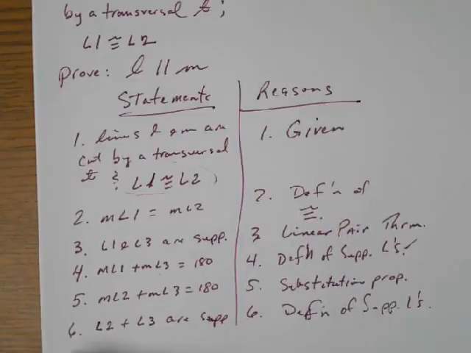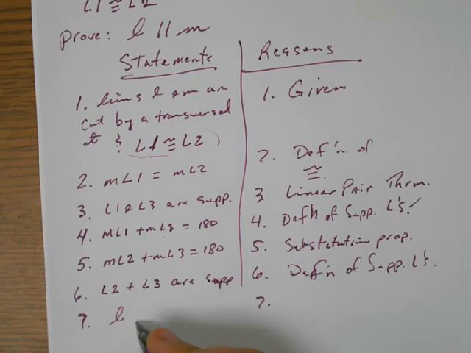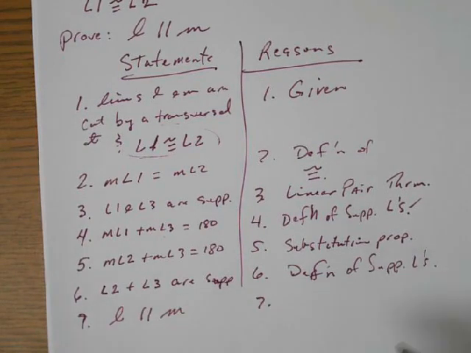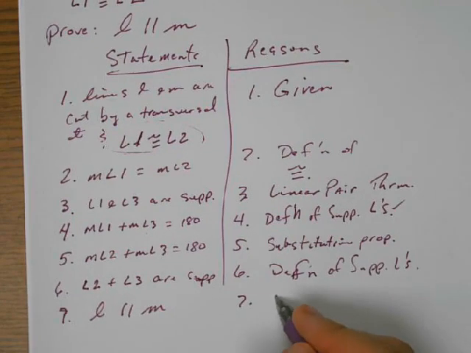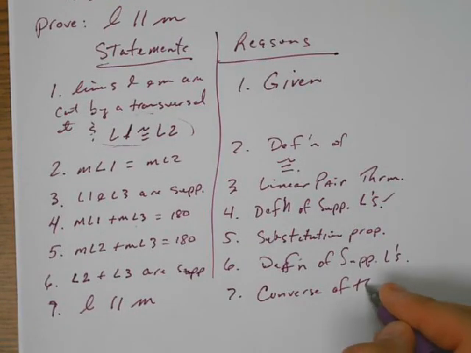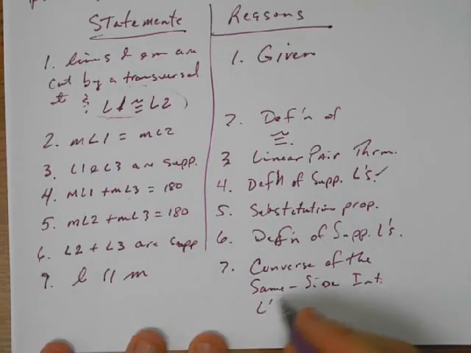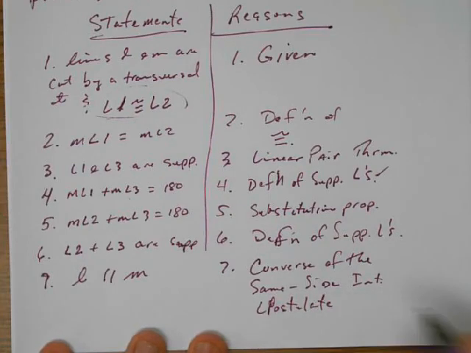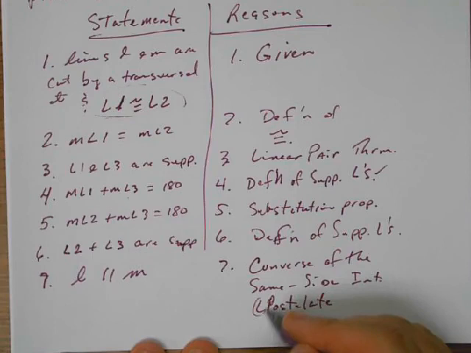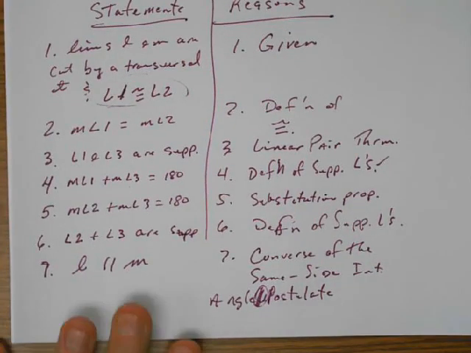So that's what we're going to do as our 7th and final step. That line L is parallel to line M because of the converse of the same side interior angle postulate. I think it's a postulate. That's an angle symbol, so let me mark that out. I'll write it out. Angle postulate. All right, there it is.